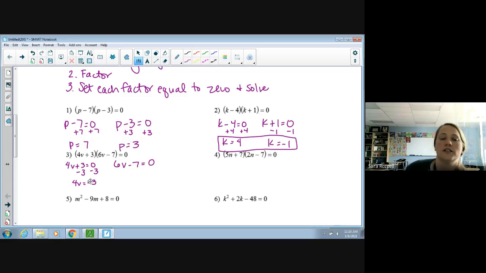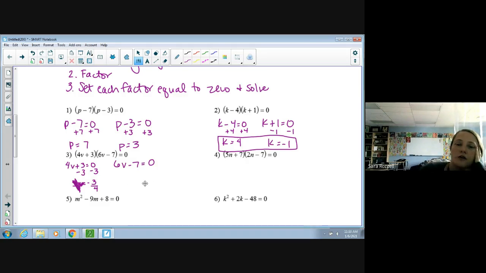Everybody okay with that first step? Move the 3 over. And then how are we going to get rid of our 4? We have 4 times. What's the opposite of times? Divide. We're going to divide both sides by 4. So the 4s will cancel out, and v is -3/4. Sorry, I canceled out the v. That should say v is -3/4.